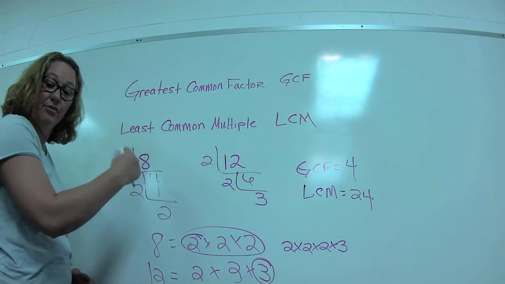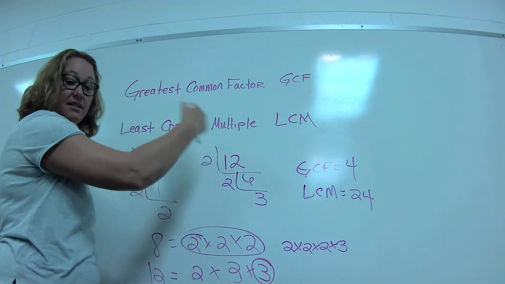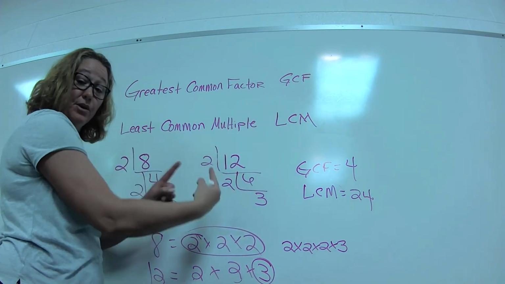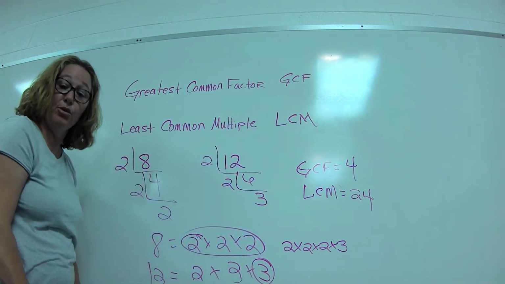Remember, we came up with 24 when we were writing out the multiples, 8, 16, 24. Then we did 12, 24, 36, and we came up with 24 being the first multiple that was common.